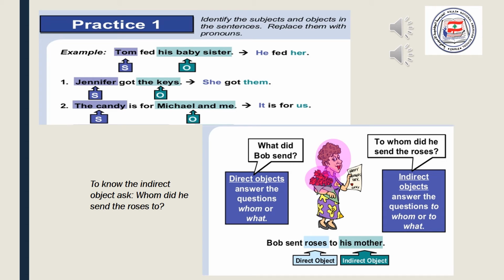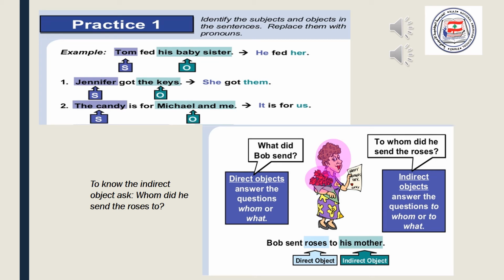Here's another example to differentiate between direct objects and indirect objects. How? By asking certain questions. Direct objects answer the questions whom or what, but indirect objects answer the questions to whom or to what. For example, Bob sent roses to his mom. Roses is the direct object. His mom is the indirect object.